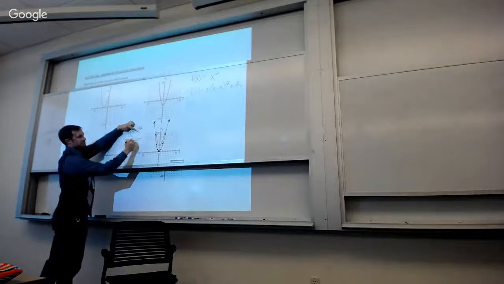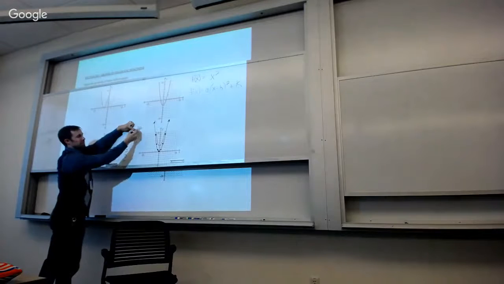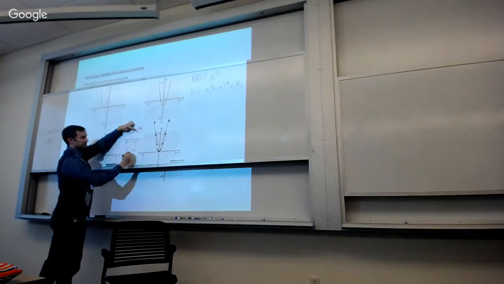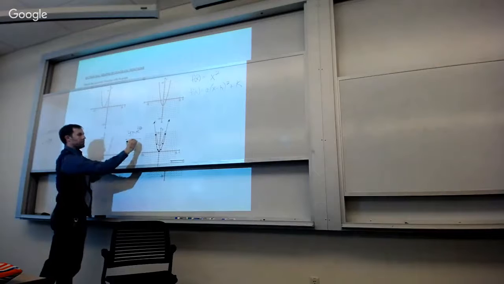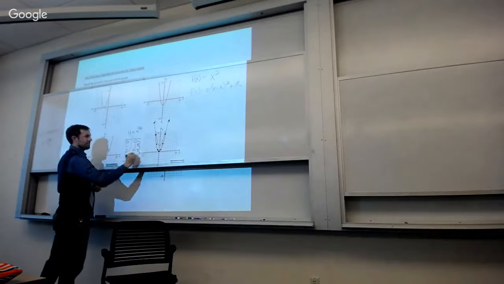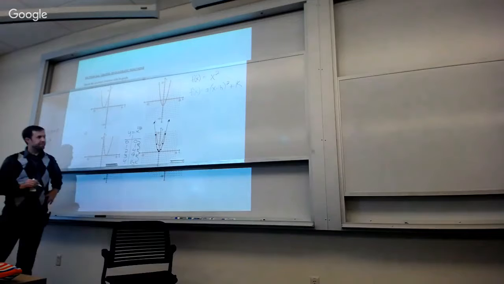0 and 0 squared is 0. 1 squared is 1. 2 squared is 4. 3 squared is 9. And 4 squared is 16. Well, what are the differences? How much are you going up by every time?